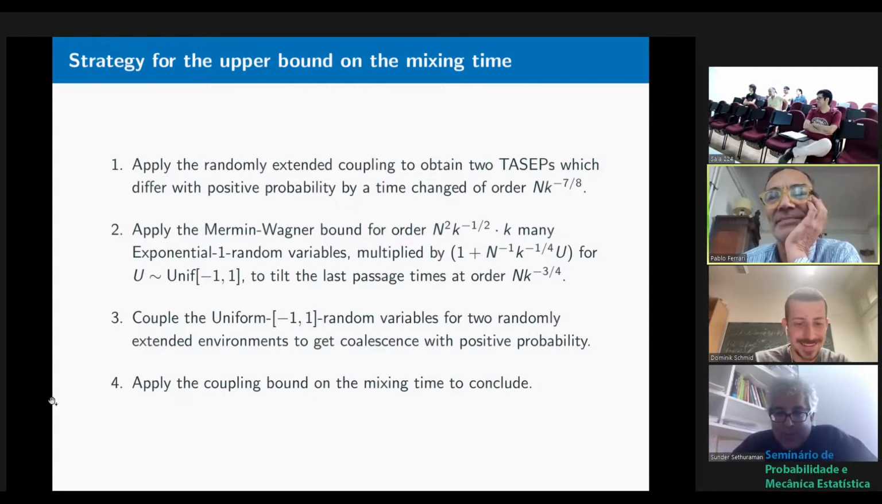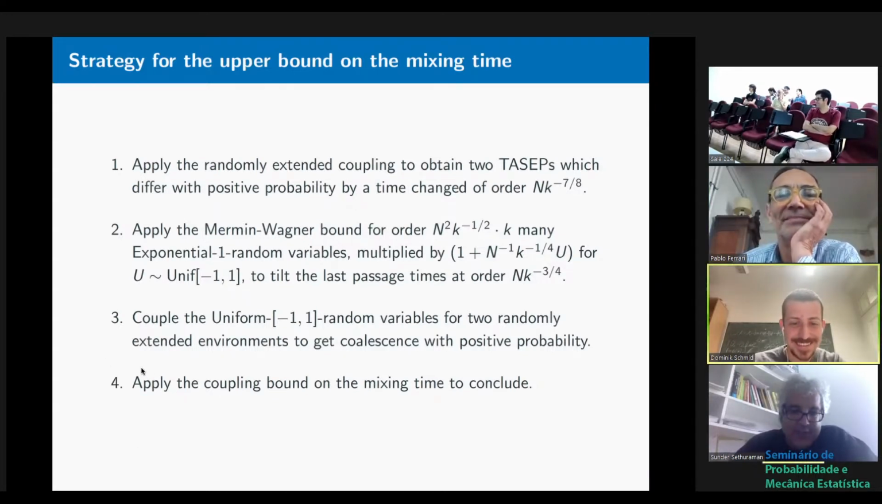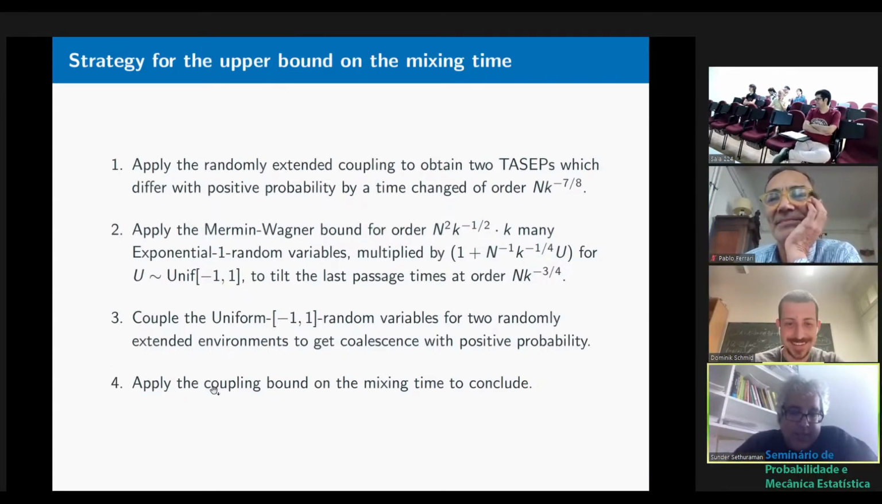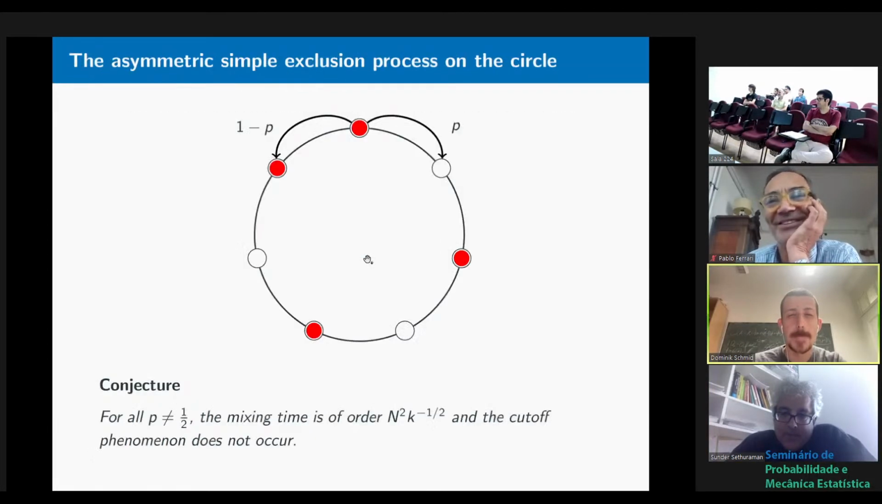Maybe just a small question. Nice talk. Let's say in the conjecture, would there be a difference if the jumps were not nearest neighbor? That's a good question.